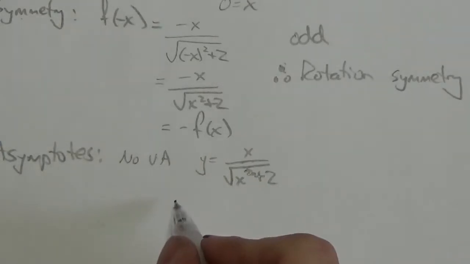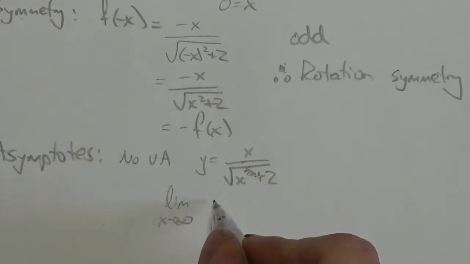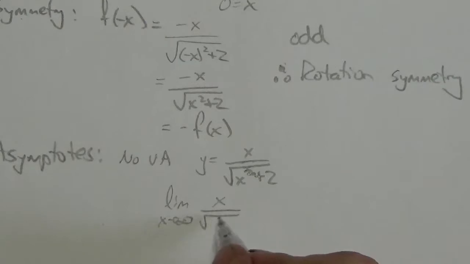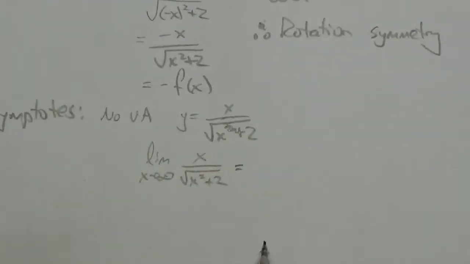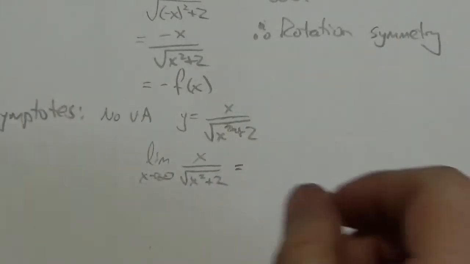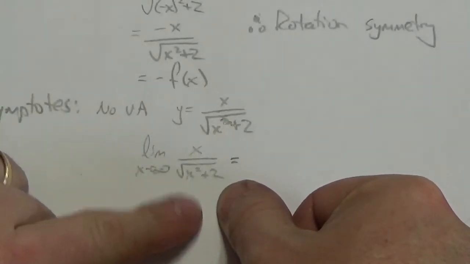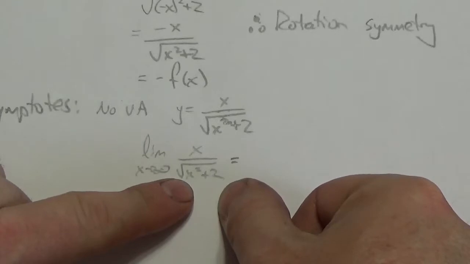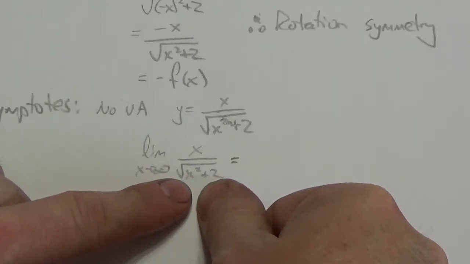Now, I'm going to take the limit as x goes to infinity of x over the square root of x squared plus 2. I want to see how this thing behaves as I go really, really far to the right. When I get really, really big values of x, when you square a billion, adding 2 really doesn't change the value significantly.